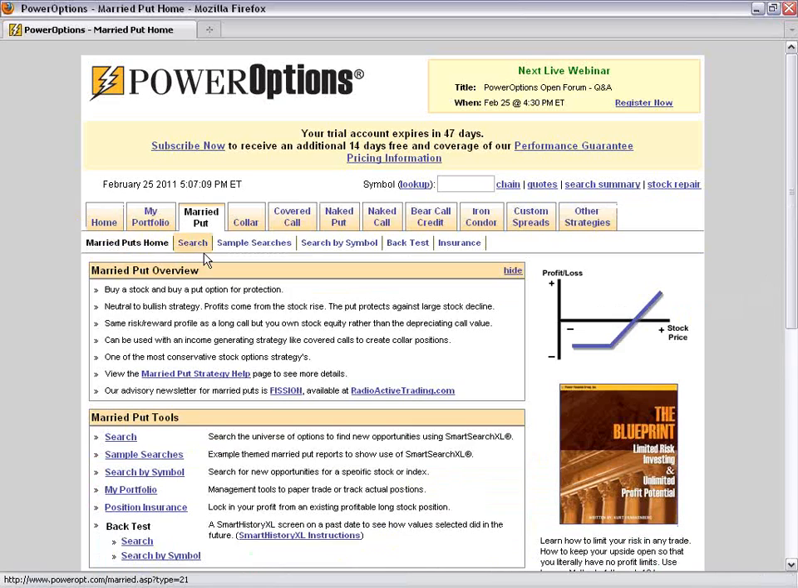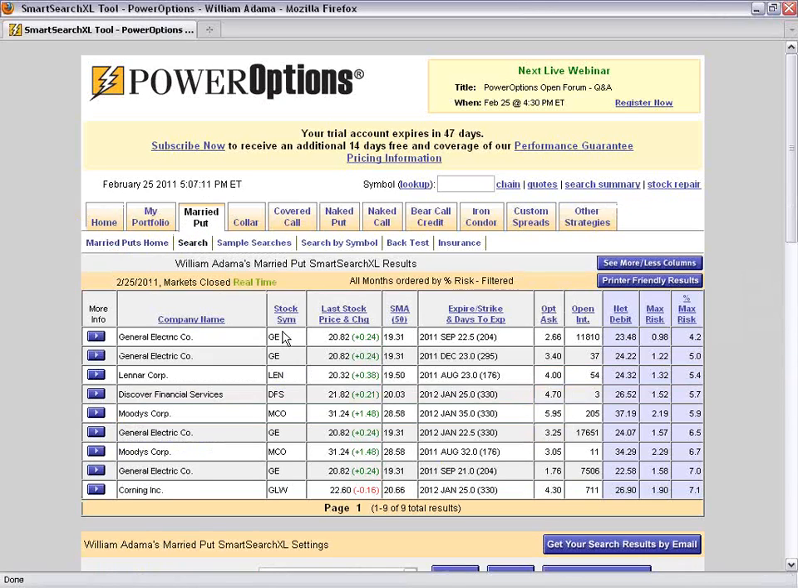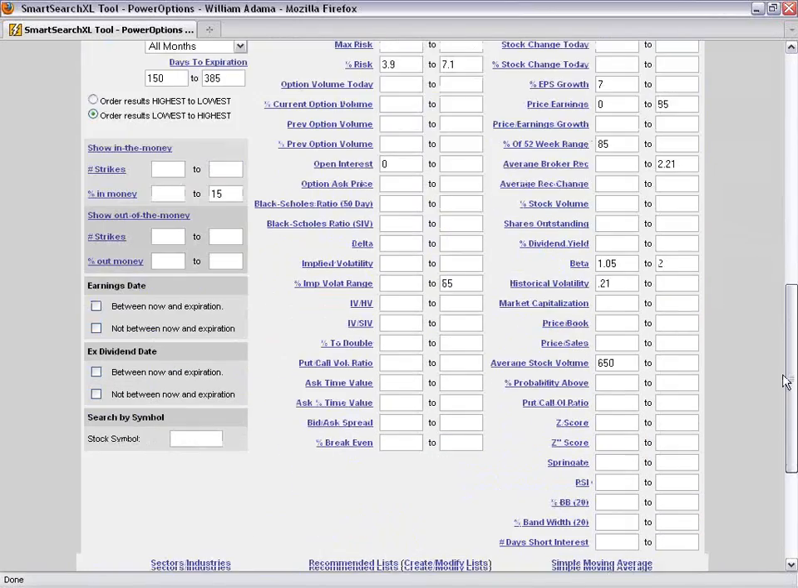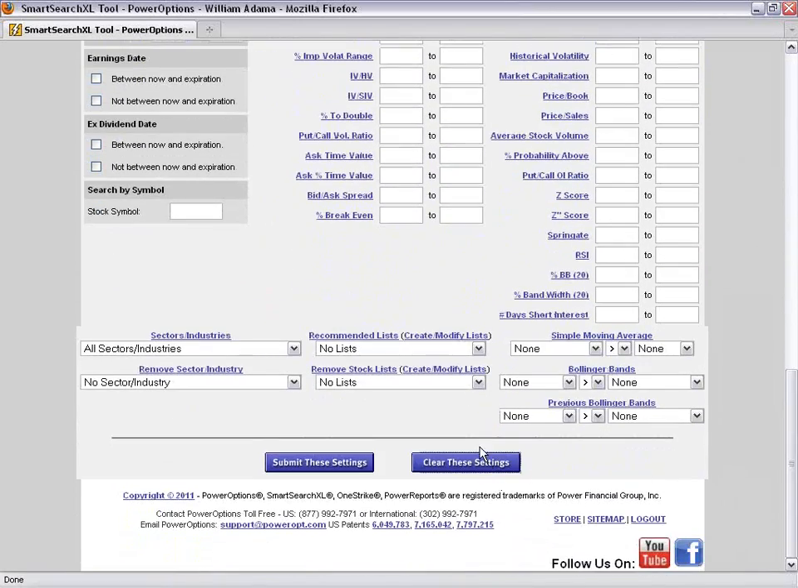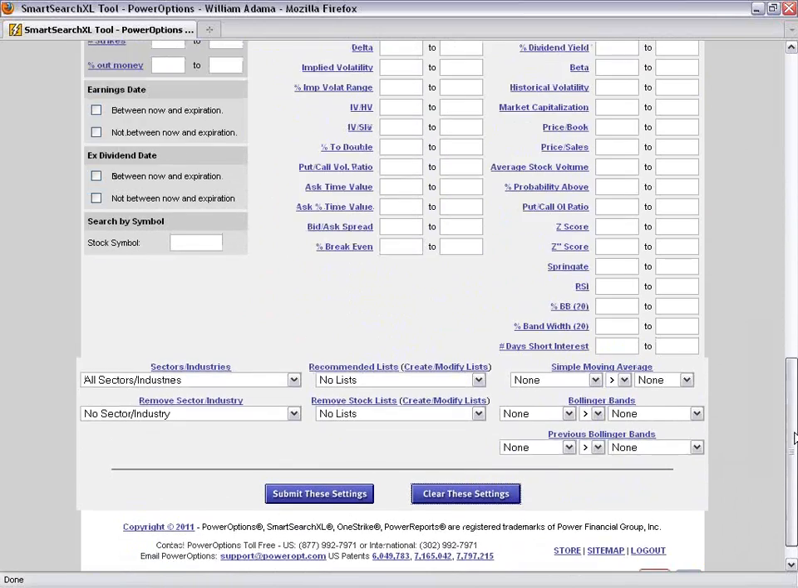I'm going to go into married put, and we're going to go into the search tool. Step one is I'm going to scroll down to the bottom and hit clear these settings. I'm going to empty everything out of the parameter field.